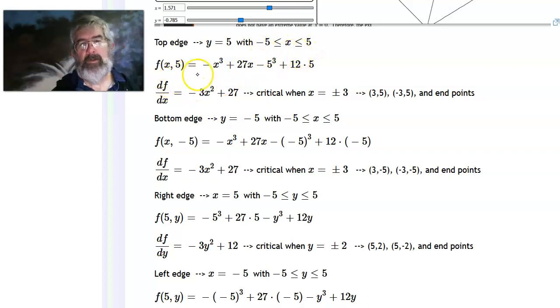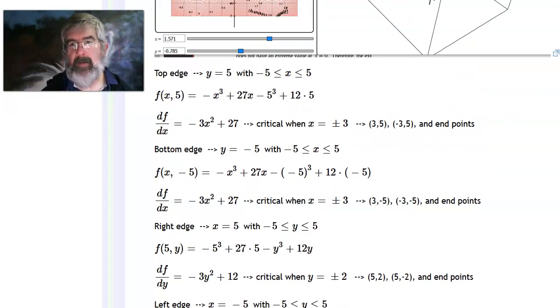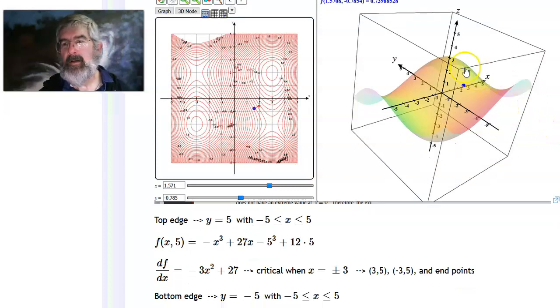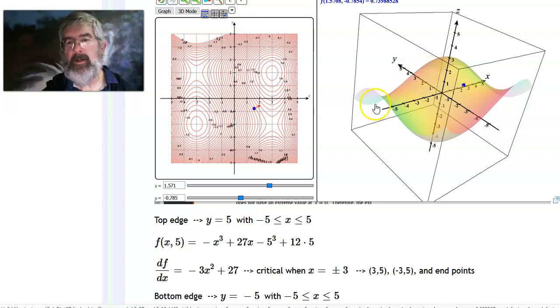So if I take the derivative of this thing, set it equal to 0, and then solve for x, I would find that x is plus or minus 3. So that gives me 2 interesting points at (3, 5) and (-3, 5). On the graph here, that would be up here: (3, 5) would be a point on the edge there, and (-3, 5) would be this one here. So on that edge, there's a local high and a local low that are candidates for being the absolute high and the absolute low on the whole region.